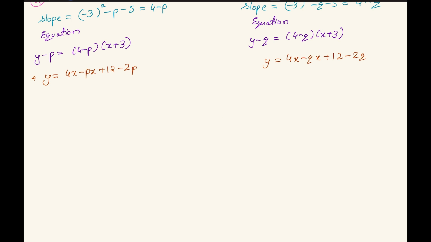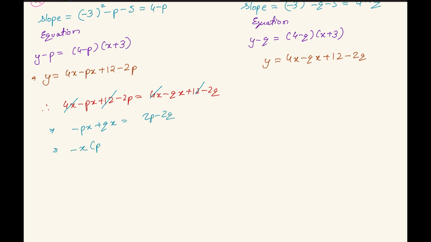Now, I can equate these two together and find the value of x. So 4x minus px plus 12 minus 2p equals 4x minus qx plus 12 minus 2q. This cancels out. This cancels out. When I shift minus qx to this side, minus px plus qx equals 2p minus 2q. Take negative x common, p minus q. Take 2 common, p minus q. P minus q gets cancelled on both sides, so x is negative 2.